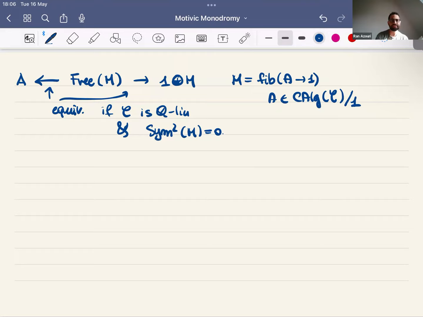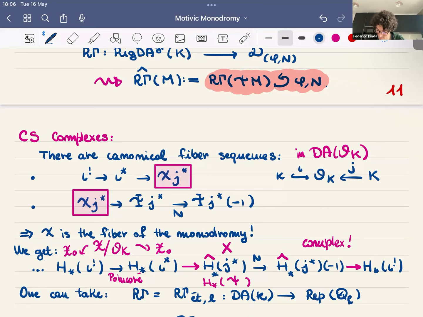You had this triangle with chi, the nearby cycles and the monodromy. Yeah, this one. Now, to make sure about the area of definition, this N was defined by Ayoub for unipotent nearby cycles, as far as I know. So do you know that in this case the monodromy is unipotent?